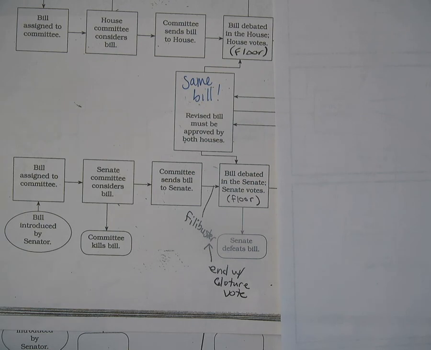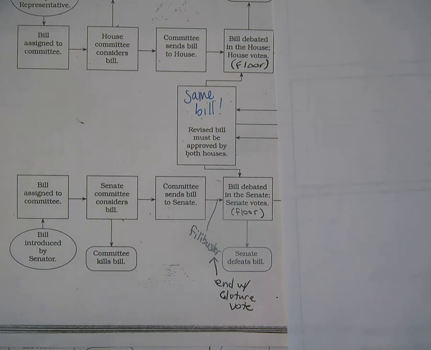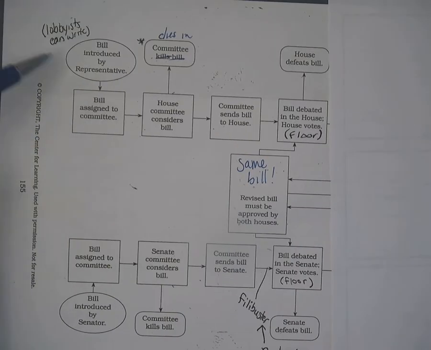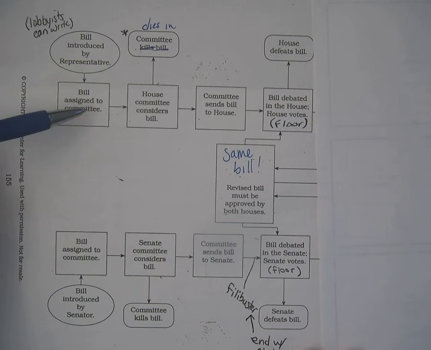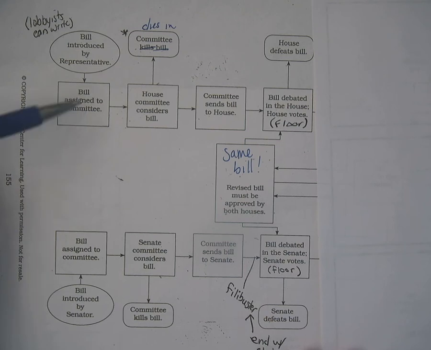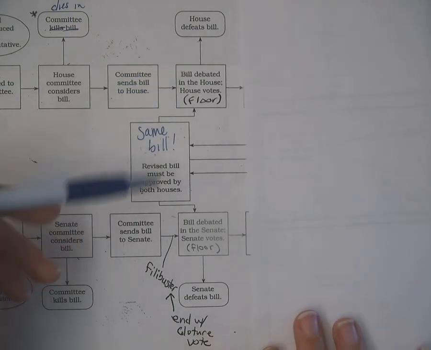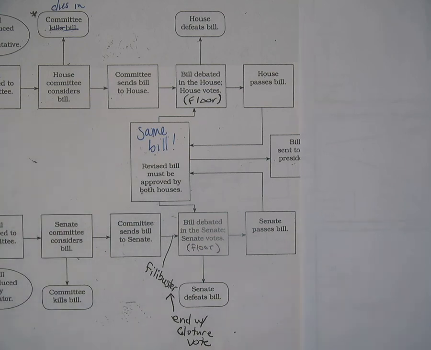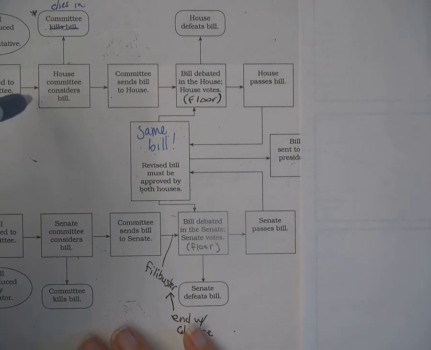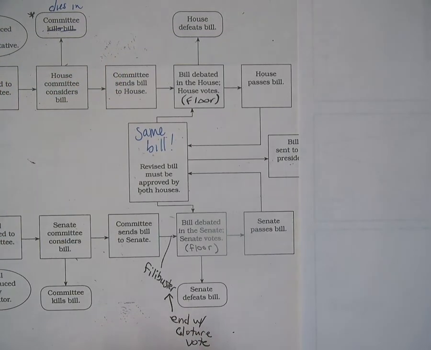I expect you to know that the lobbyists can write it, but the reps have to introduce it. Most bills do die in committee, and they have to pass the same bill to go to the president. They have to pass the same one. He doesn't get two different versions. Whether or not this is really working out the way that the video like Schoolhouse Rock tells you, that's not really true anymore, but you're not being tested on that.